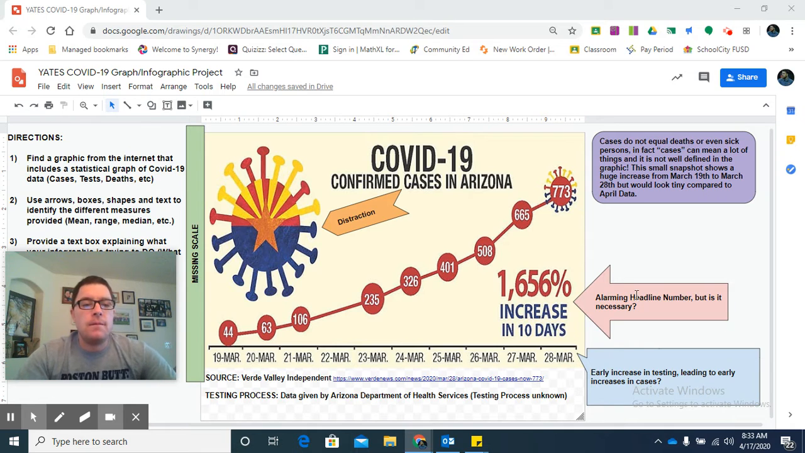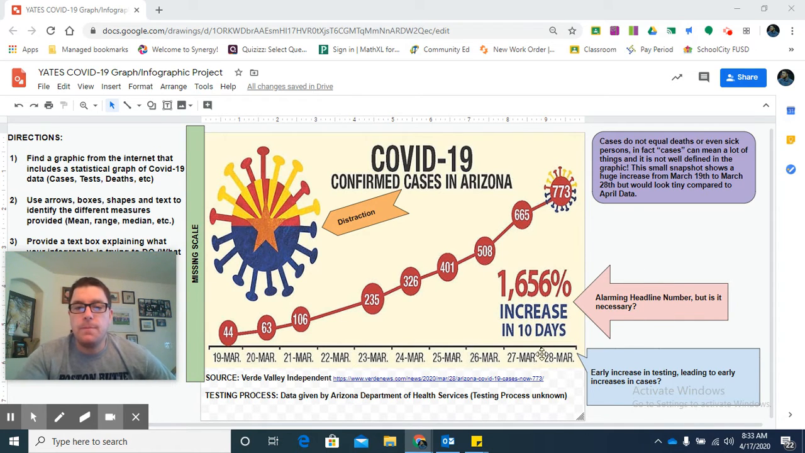So the first part says, find a graphic from the internet that includes a statistical graph. This is the one that I picked. I just literally got online and Googled Arizona coronavirus and clicked on images, and I found this one right away. It's the first one I picked, and I just decided to use that one. Then we have arrows, boxes, shapes, and text to identify the different measures provided. Now, this one's a little bit rough because it doesn't give me a mean, a range, or a median. This is more of an infographic than it is a true graph.